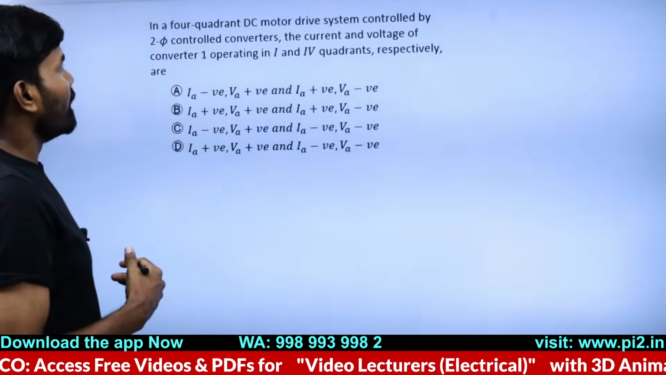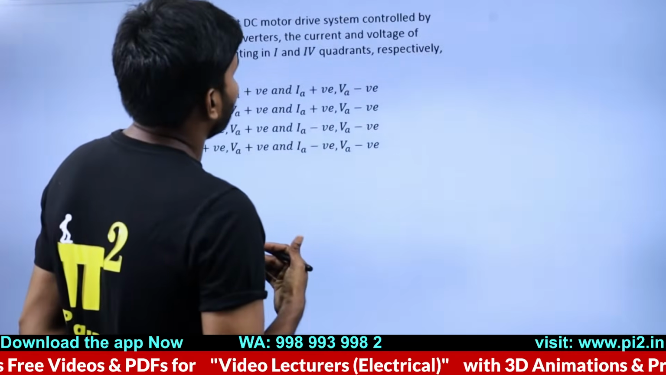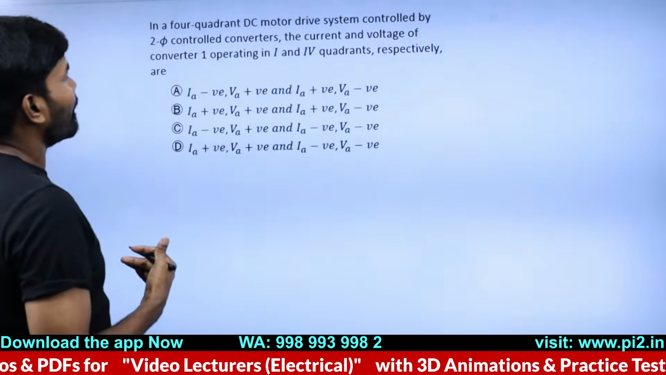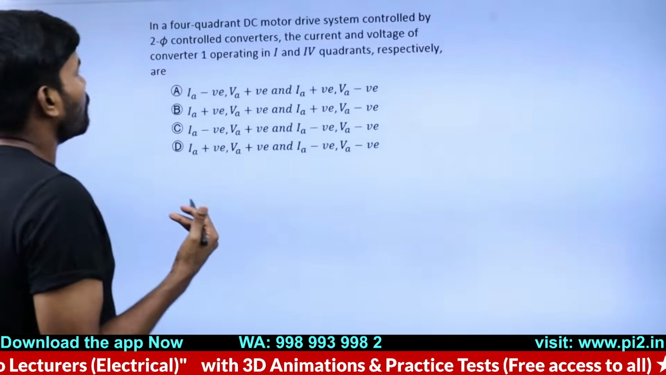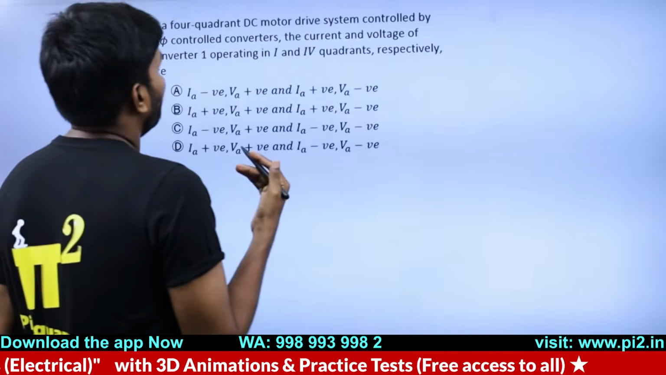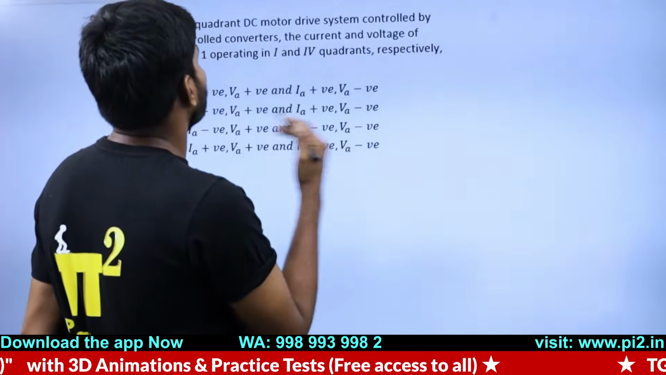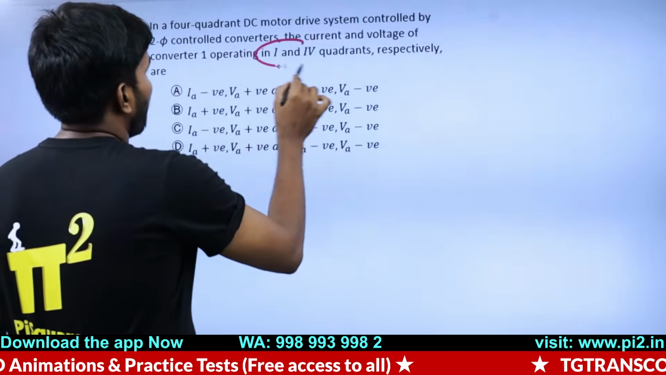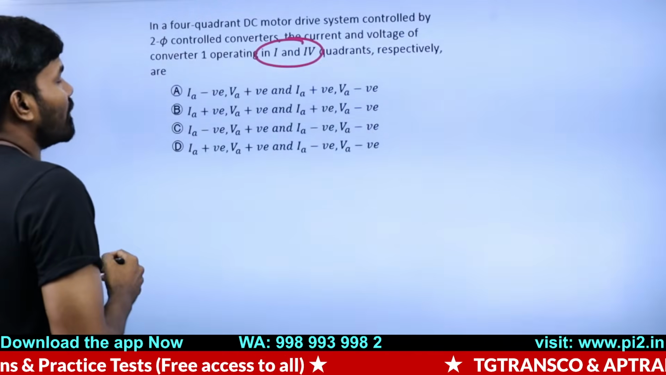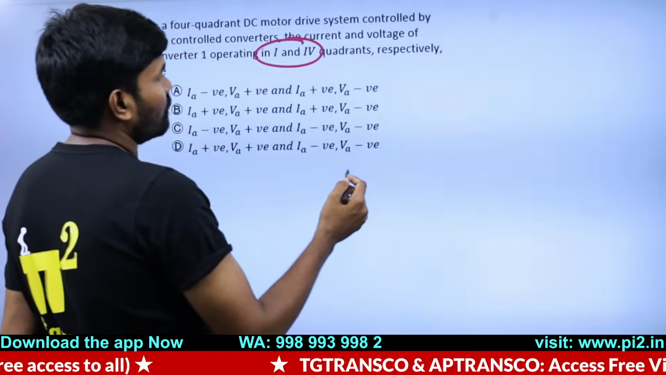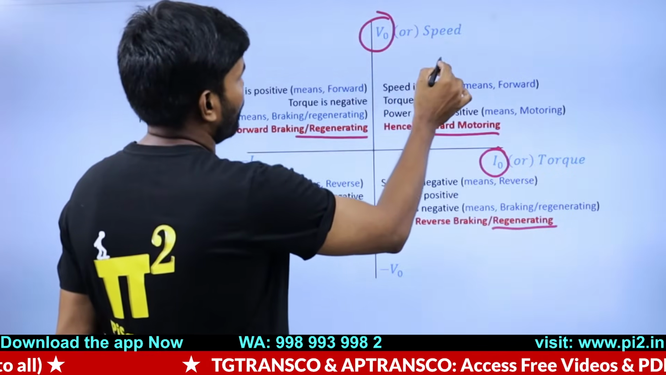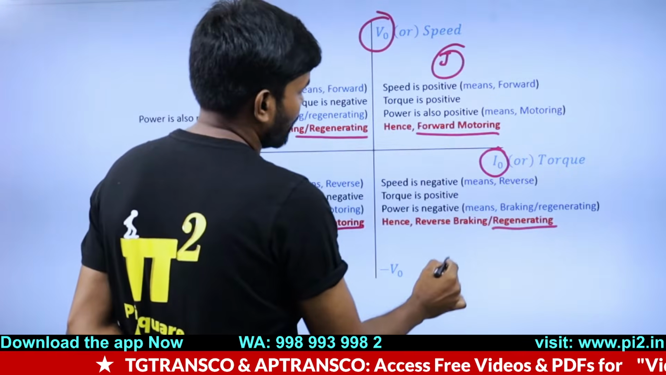Okay, let me give it. In a 4-quadrant DC motor drive system controlled by 2-phase controlled converters, the current and voltage of converter 1 operate in 1 and 4 quadrants respectively. Just now we saw this is the first quadrant, this is the fourth quadrant.